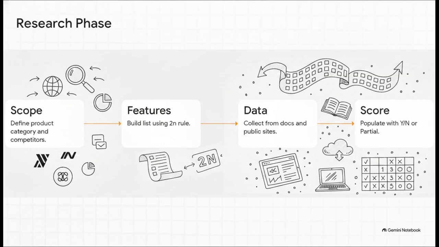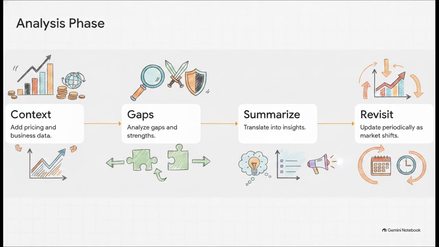Then, Step 4, start populating your matrix. Score it with a Y or N, and hey, it's okay to use a partial state if a strict binary yes or no is just too limiting for a specific feature. Let's move on and see how this builds. Step 5 is where you layer in that crucial business context, the pricing, the scale, the origin. Step 6 is the actual analysis phase. This is where you roll up your sleeves and actively hunt for those gaps and differentiators we talked about earlier.